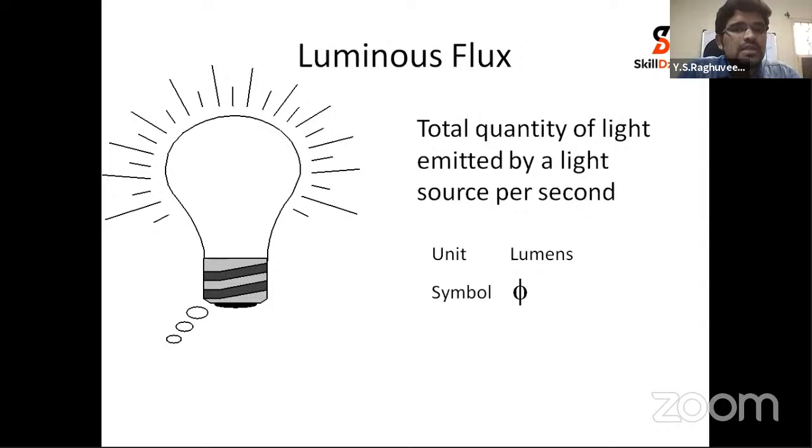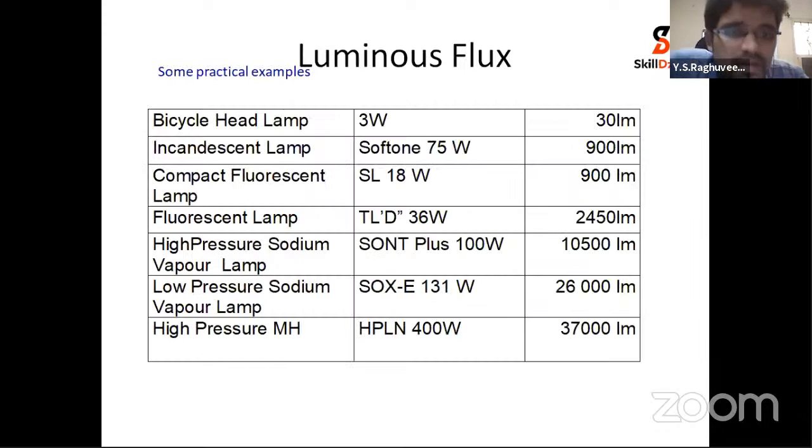Luminous flux is the total quantity of light emitted by a light source per second. For example, we have normal tube lights and down lights at home, and we see various different light sources like a small candle. The amount of energy coming out of that source per second as illumination is called luminous flux. Next, these are the basic luminous flux examples.